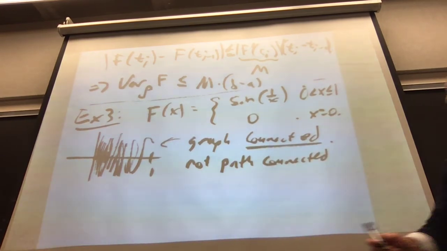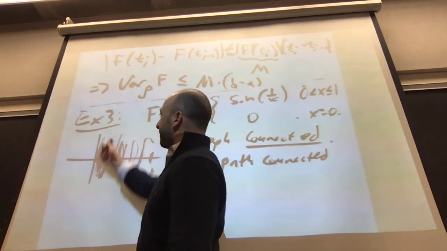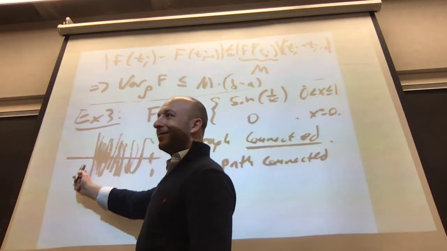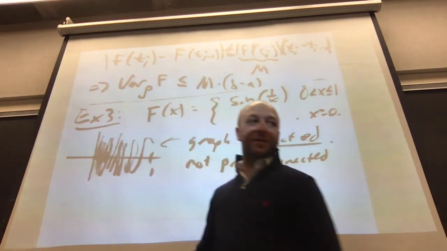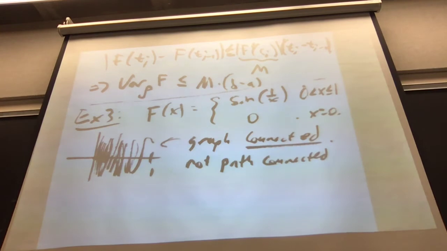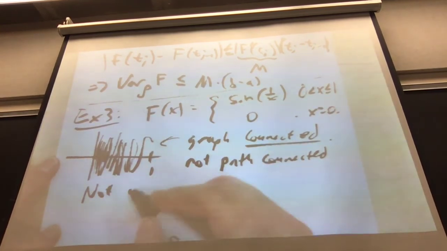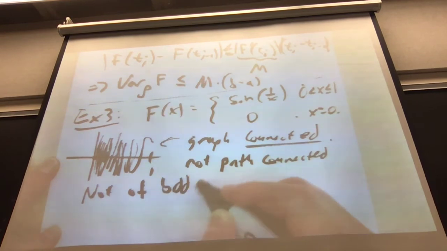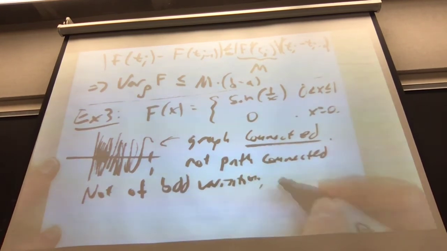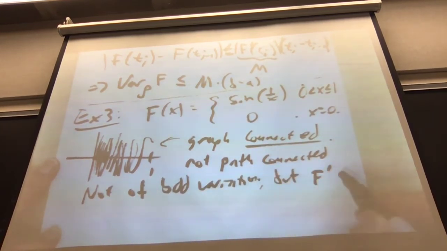The length, well, it's going to traverse minus 1 to 1 infinitely often. The length is infinite, so it's obviously of unbounded variation. Let's make this not of bounded variation, but f prime exists everywhere.